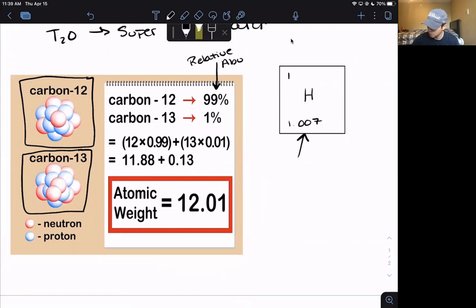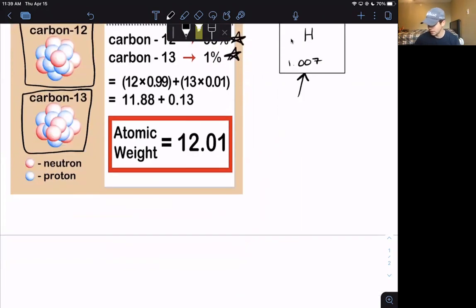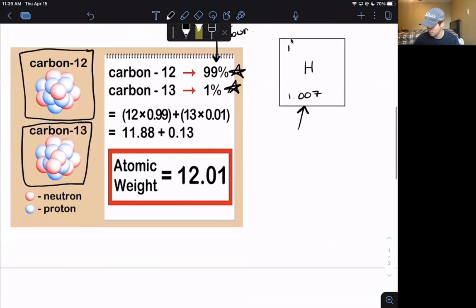So we see here that this number right here is what's called the relative abundance. It's about how much of carbon-12 there is in relation to carbon-13 in the real world. So we see that 99% of carbon is carbon-12 and 1% is carbon-13. We can make those into decimals. So 99% is 0.99 and 1% is 0.01.